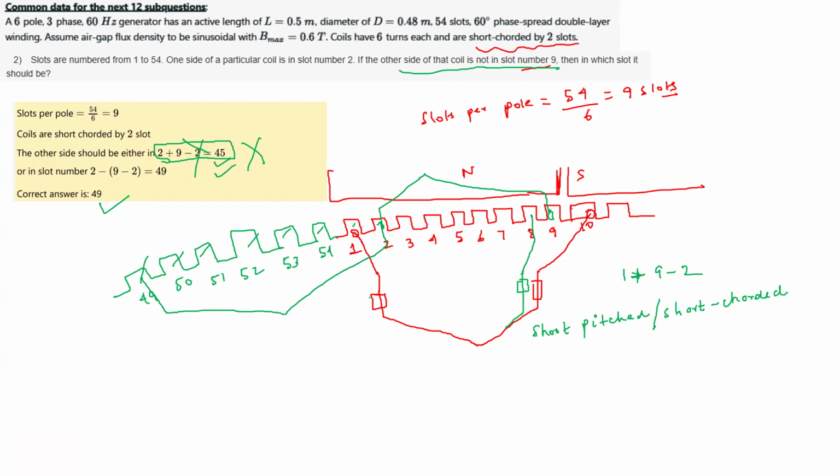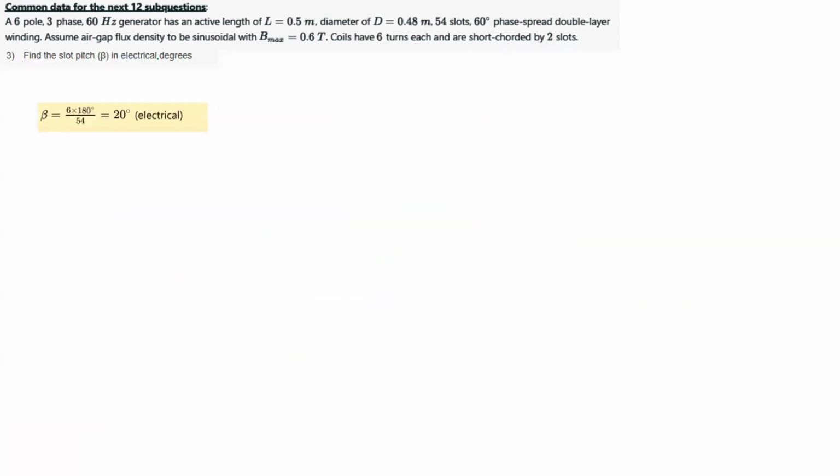Okay, so I hope this is a very simple question. You just have to understand this structure, the geometry. Now, here you have to find the slot pitch. So how will you find the slot pitch? You will just find the 180 degrees, the slots per pole. So how many slots per pole?